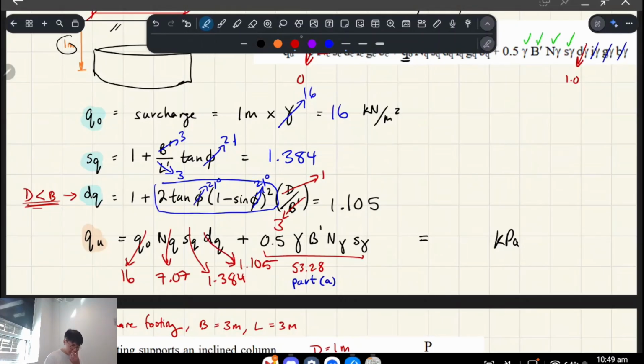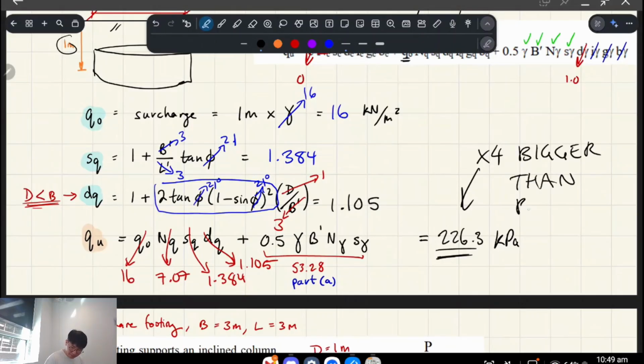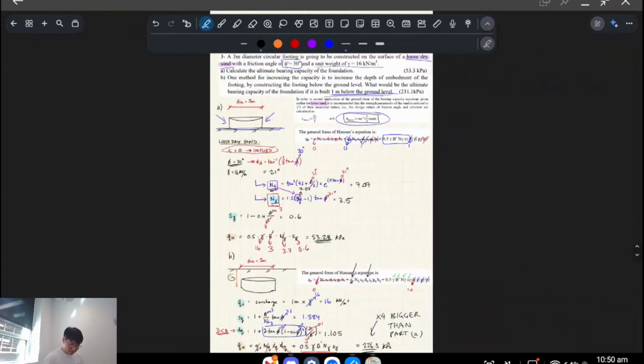Okay, and that gives us 226.3, right? So this is about 4 times bigger than part A. Real quick, B and L should just be the same because it's a circle, right? Yes, it's the diameter.